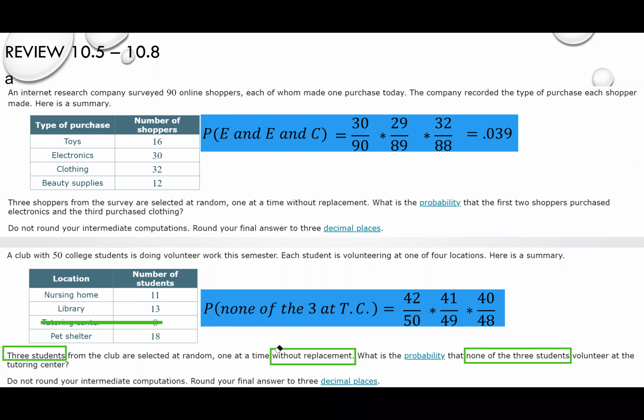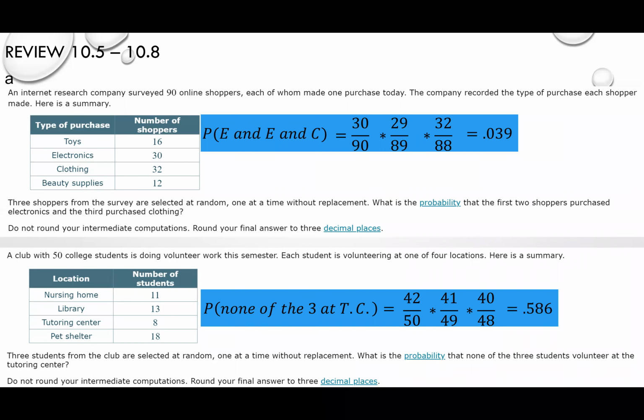So again, what we need to do here is multiply. Like I mentioned in the other lecture, if you do it multiple times, you think in terms of multiplying. So that's why we multiply. If you multiply the numerators, multiply the denominators, and divide, you will get 0.586.